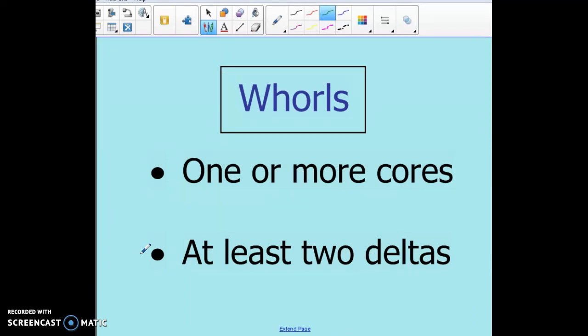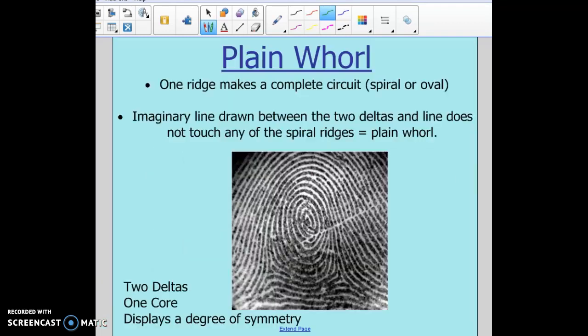Alright, so we've talked about arches as one classification group. We've talked about loops as a second classification group. The third classification group is whorls. Whorls have one or more cores, which are the centers, and at least two deltas, so they have two of the triangle pieces in them. There are 4 types of whorls.